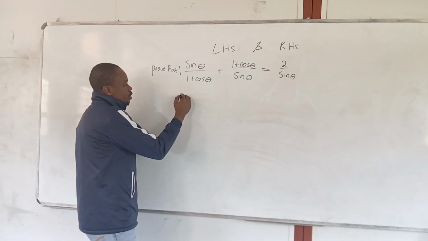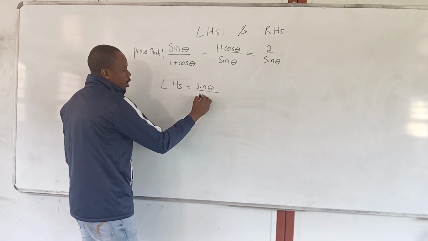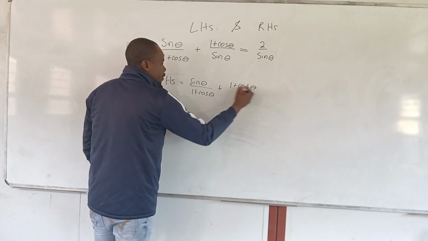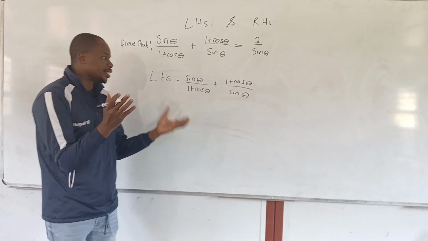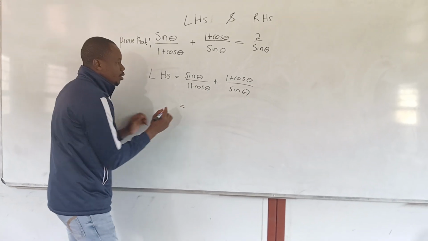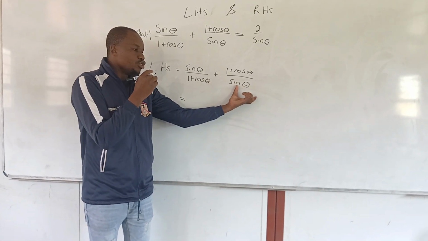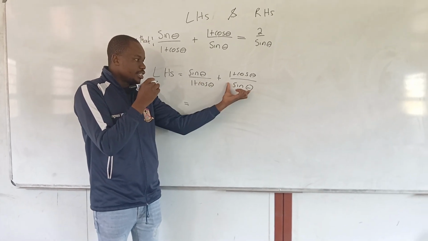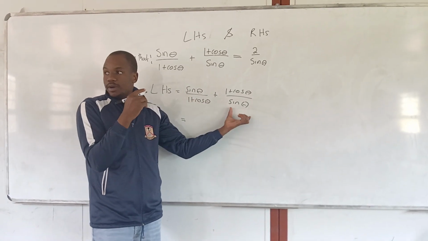theta. So now you see the left hand side is equal to the sine of theta divided by 1 plus the cos of theta, plus 1 plus the cos of theta divided by the sine of theta. You don't have to stress yourself, just relax and do what I taught you in the classroom. When you have two fractions like this, you must make sure that you multiply the denominators. I don't want to use that method whereby you use LCD. Just do the multiplication.